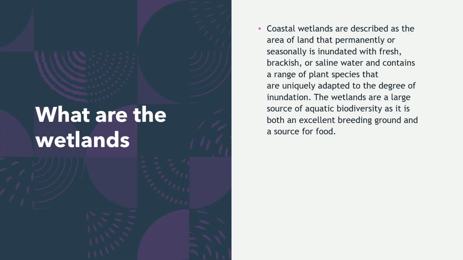What are the wetlands? Coastal wetlands are described as the area of land that permanently or seasonally is inundated with fresh, brackish, or saline water and contains a range of plant species that are uniquely adapted to the degree of inundation. The wetlands are a large source of aquatic biodiversity as it is both an excellent breeding ground and a source for food.